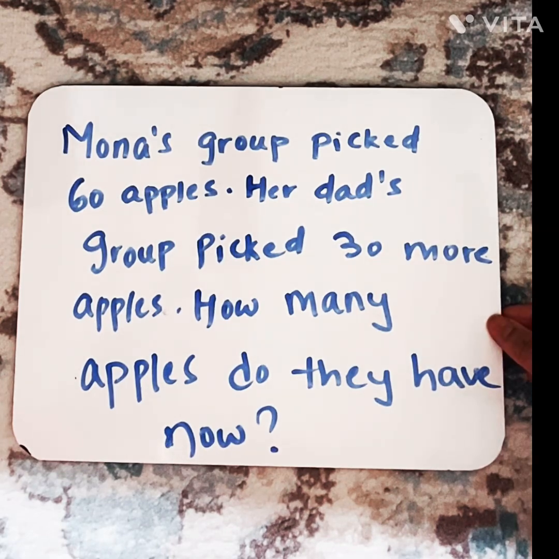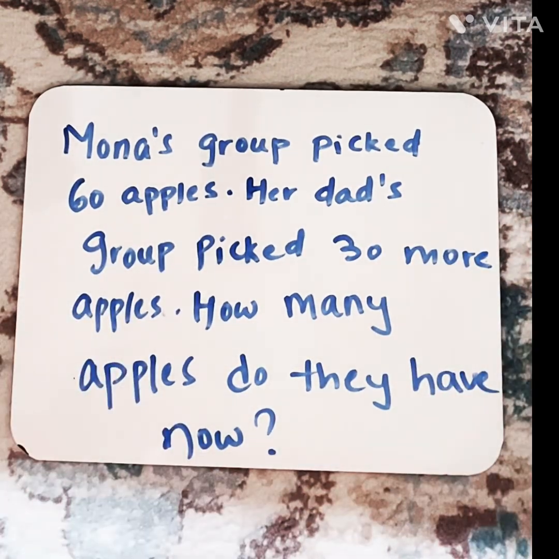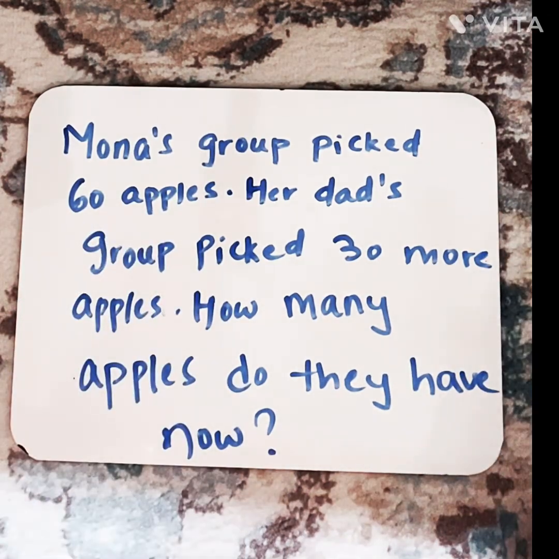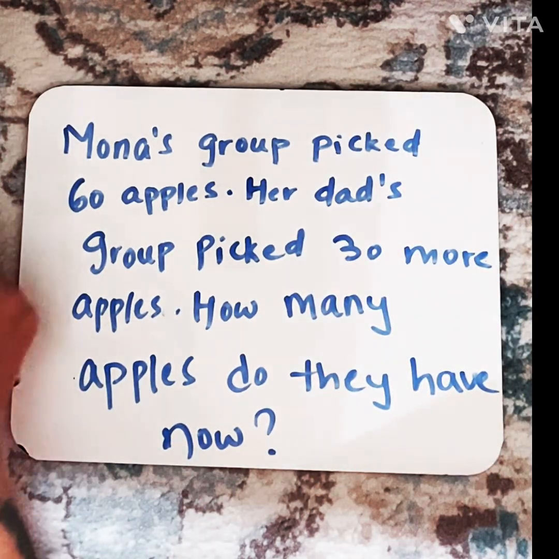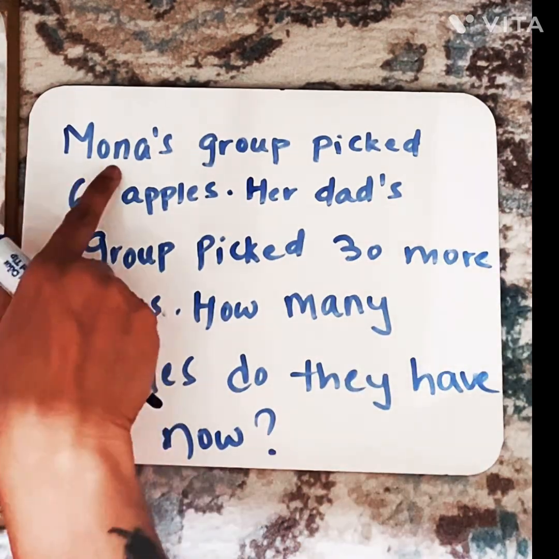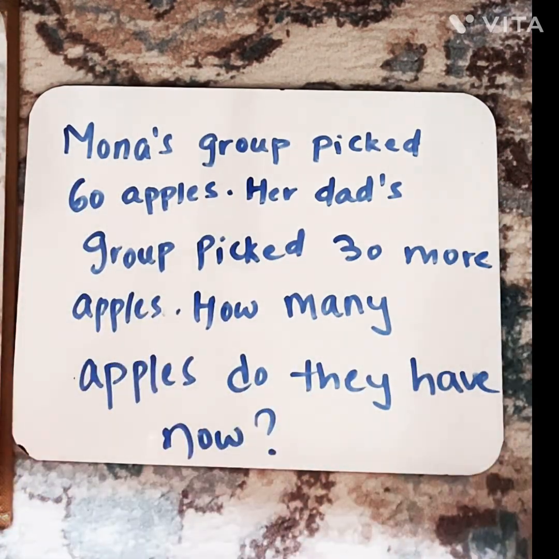All right, let me show you how to solve this word problem using this approach. I'm going to read for the first time and ignore the numbers. I'm going to focus on the narrative. Mona's group picked apples, her dad's group picked more apples. How many apples do they have now? When reading for the first time, I understood that there are two groups of people, Mona's group and dad's group, and they're picking apples.